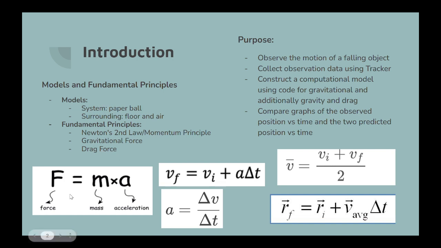So Newton's second law is force equals mass times acceleration. We can get our updated velocity formula from that. That's initial velocity plus acceleration times the change in time. And acceleration is the change in velocity divided by change in time. And our updated position formula is initial position plus the v average, which is initial velocity plus final velocity divided by 2. And we'll use these in our code.